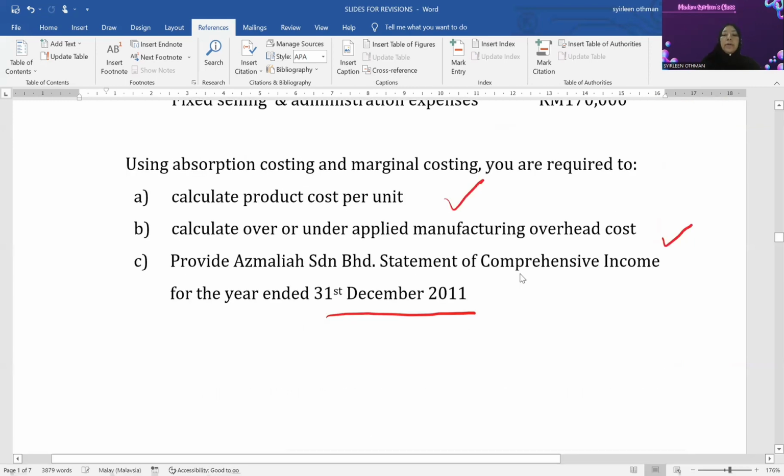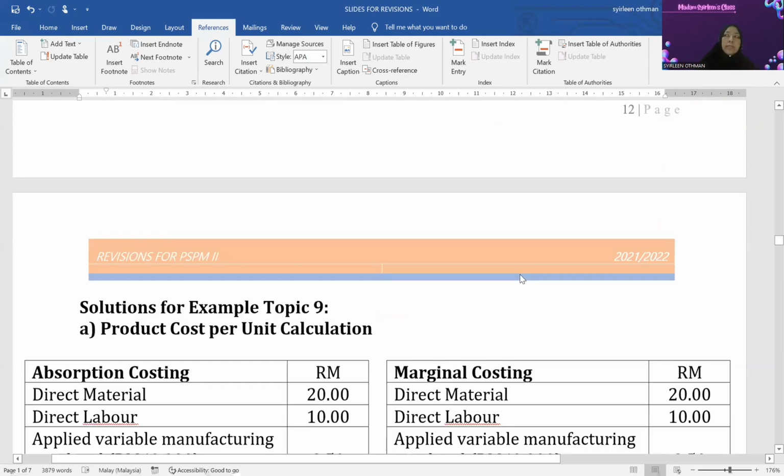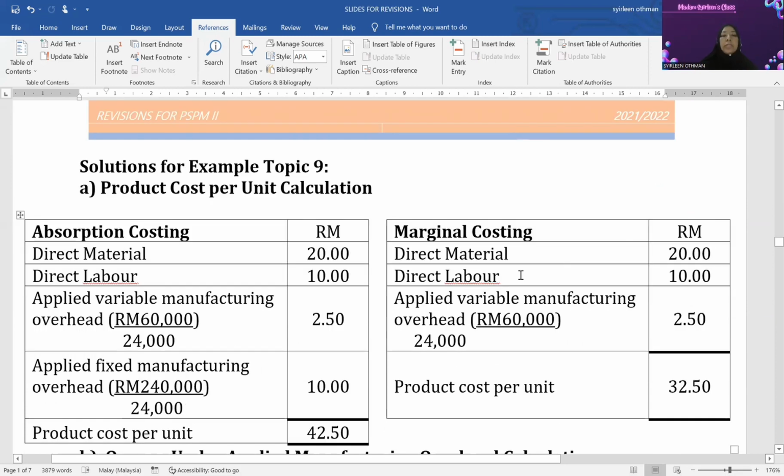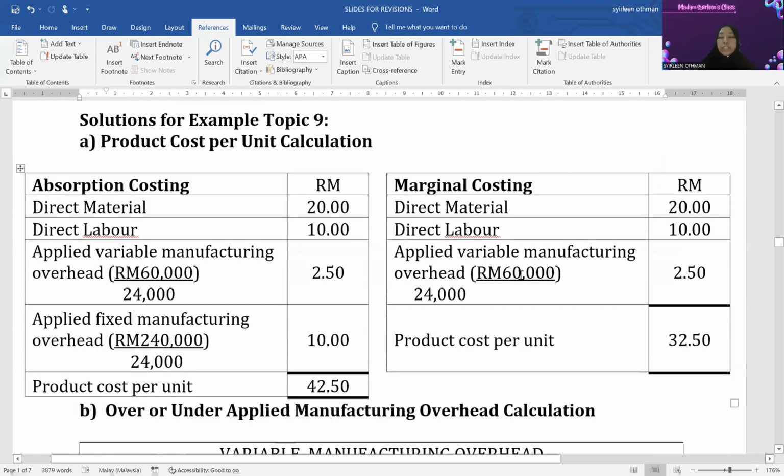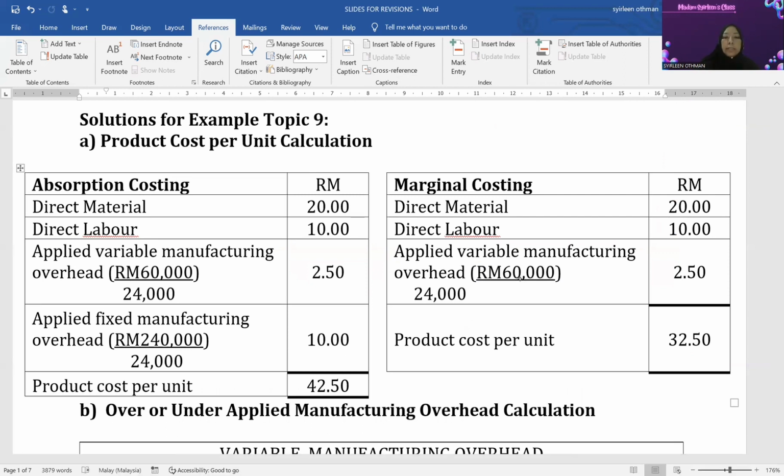Okay, so before we start doing the statement, the first thing that we need to do is calculate the cost per unit for each costing. So for absorption, you are going to have direct material, direct labor. Here is where you calculate the POR for your VMOH, which is RM2.50. How do I get RM2.50? I got it from 60,000 given in the question, divided by the normal production unit, which is 24,000. That was given on top of the question.